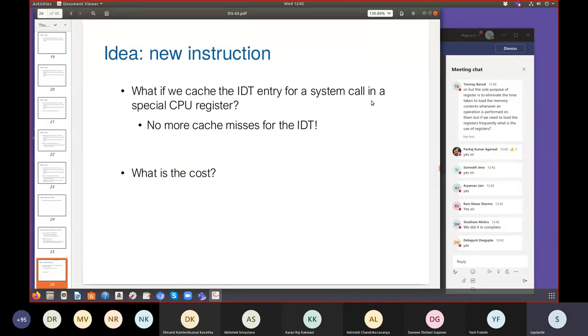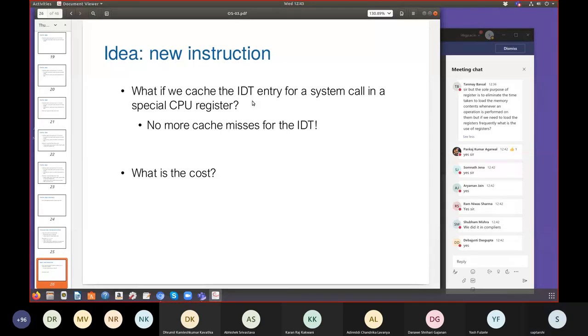Store the IDT entry for a system call in a special CPU register. Store or cache the IDT entry for a system call in a special CPU register. So now, if there is a system call, you do not need to go to the IDT. There is a register within the CPU itself which will tell you the starting point of the interrupt handler routine, or whatever was stored in the IDT. So you completely remove that memory access. This mechanism makes it very fast, but there is a cost.